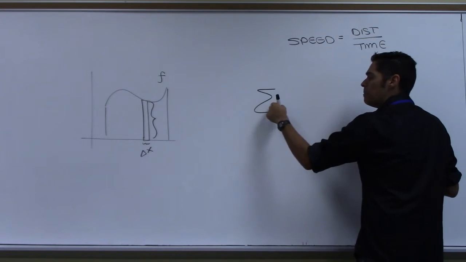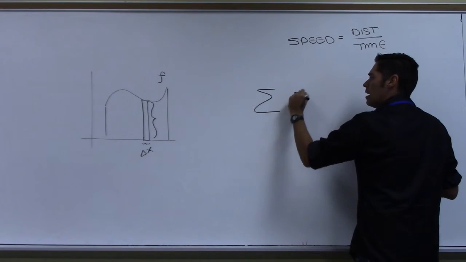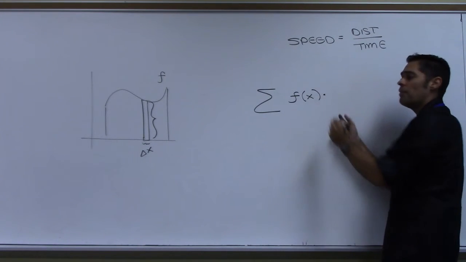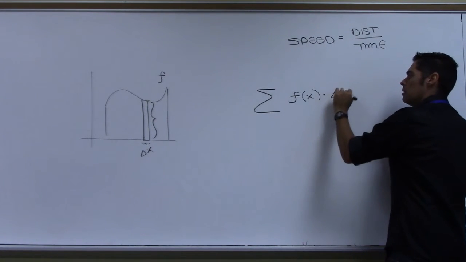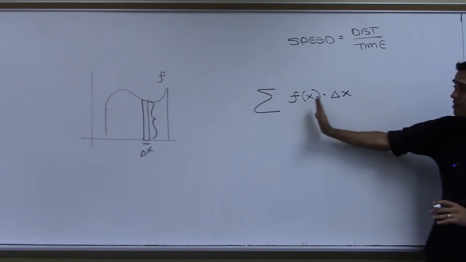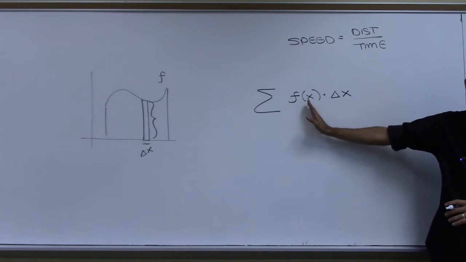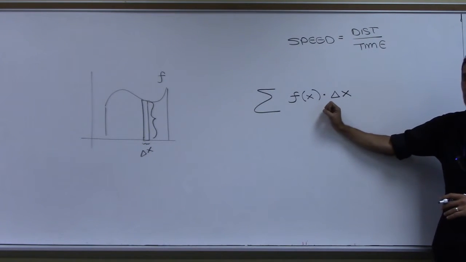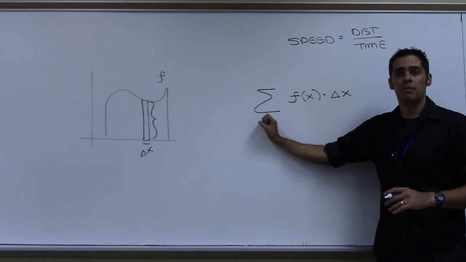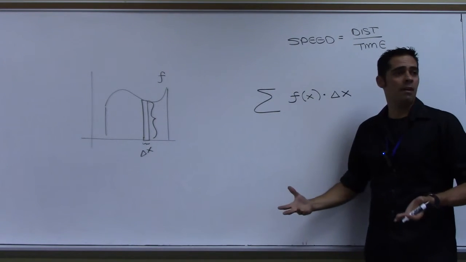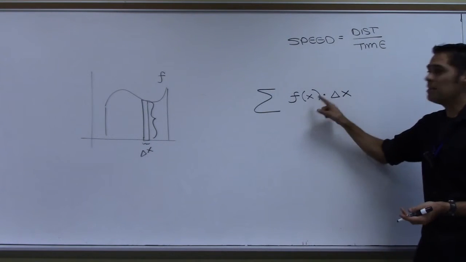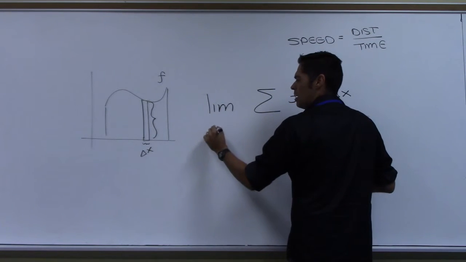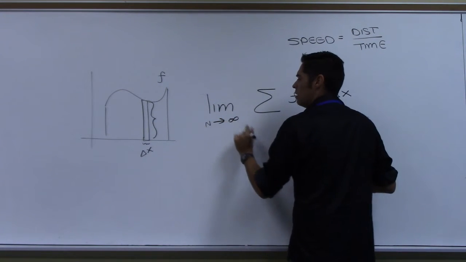So I need to add up the areas. We just said that the area is the height of the rectangle, that's the height, times the width of the rectangle, which we said is what? Delta x. Understand what this formula means? Height of rectangle, width of rectangle. Together, that's the area. I need to add them up. Then I need there to be an infinite number of them, right? I need to let the number of these go to infinity. So I need to somehow let the number of rectangles go to infinity.